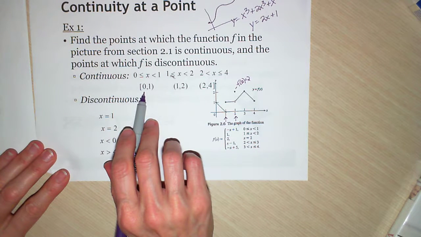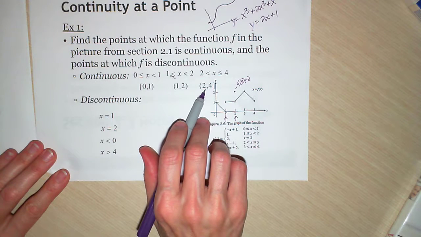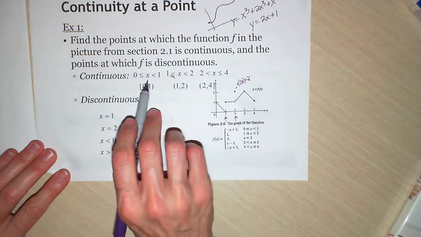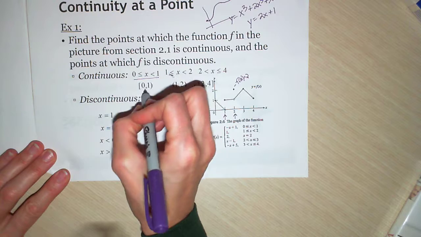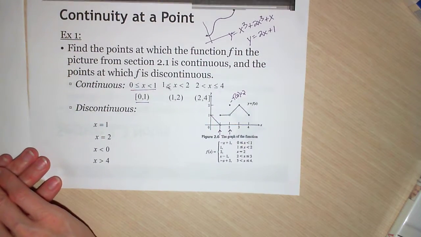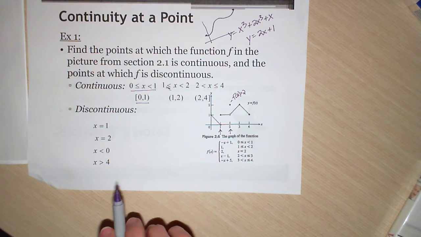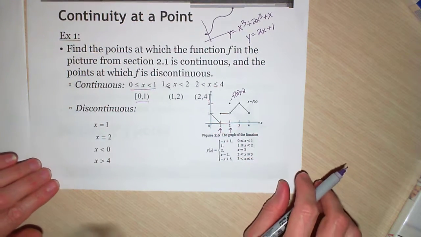So this would be the areas where we're continuous. From 0 to 1, we're continuous. From 1 to 2, we're continuous. And from 2 to 4. So here it is written just the two different ways. So as we go through this video, the nice thing is you can pause it and fill in your notes and then start the video again.